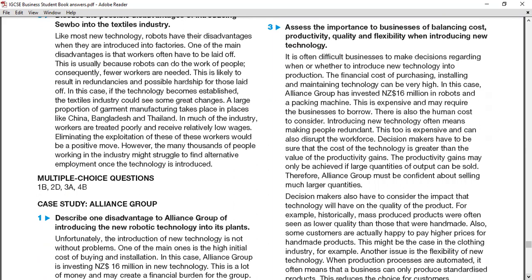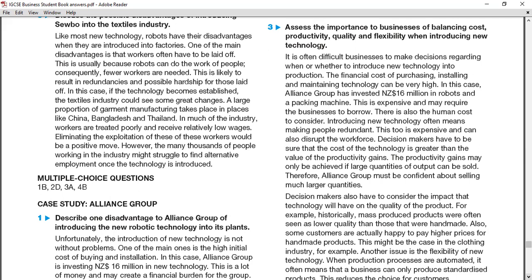The financial cost of purchasing, installing, and maintaining technology can be very high. In this case, Alliance Group has invested around New Zealand dollars 60 million in robots and packing machines. This is expensive and may require the business to borrow. There is also the human cost to consider. Introducing new technology often means making people redundant. This too is expensive and can also disrupt the workforce.